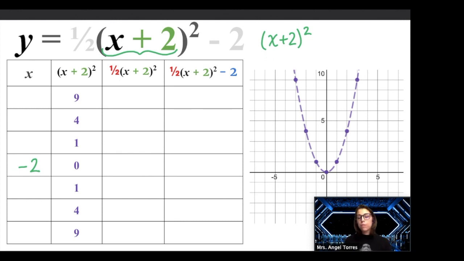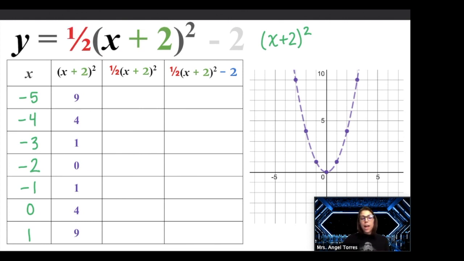From here, we can fill in the rest of the points in our table. Negative 3, negative 4, and negative 5 will produce outputs of 1, 4, and 9. You can check that math if you want to. Negative 1, 0, and 1 will also produce outputs of 1, 4, and 9. Now we can apply our shrink. So half of 9 is 4.5. Half of 4 is 2, half of 1 is 1/2, and half of 0 is 0.